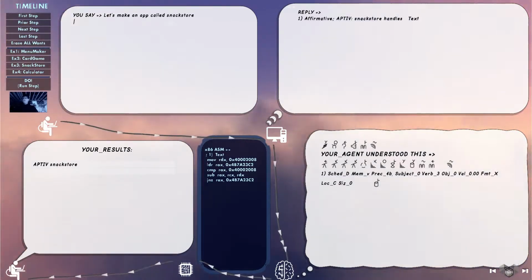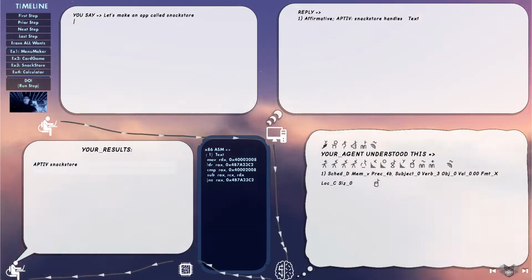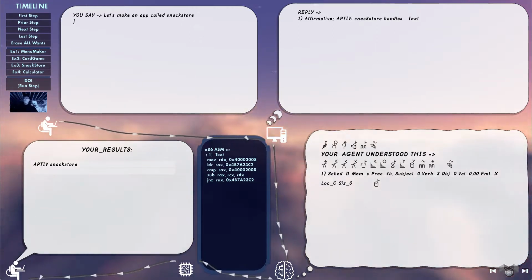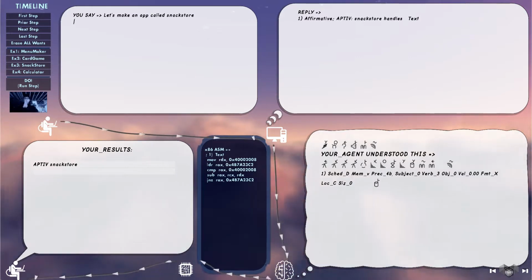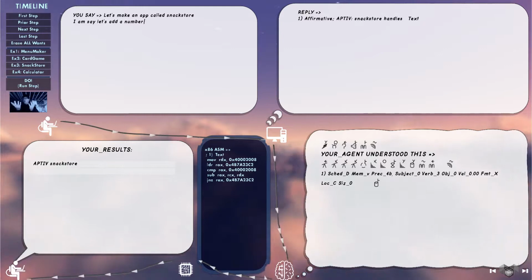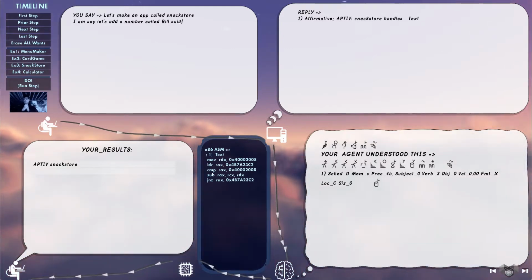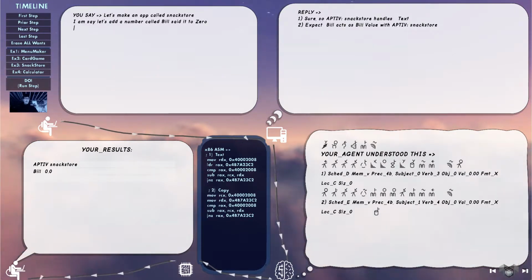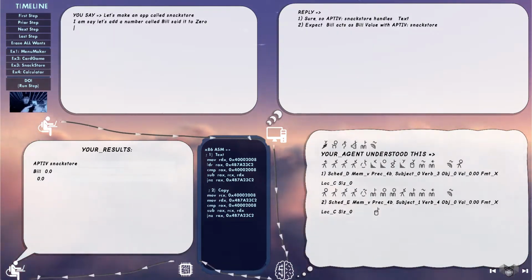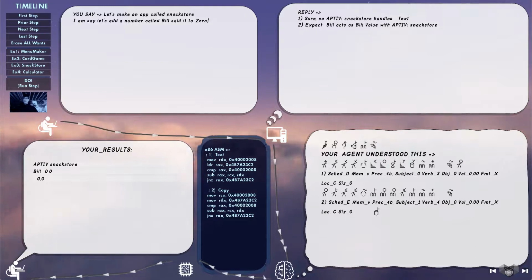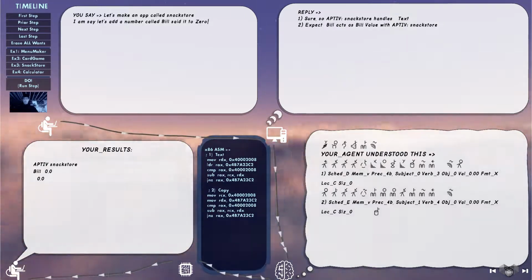So what does a store need? Well, you need some objects to buy, and you need a bill to give to the customer. So let's add that. Let's add a number called bill. Set it to 0. So I just entered that, and you can see over in the reply that it expects it to behave that way. Yeah, I guess we'd start at 0.